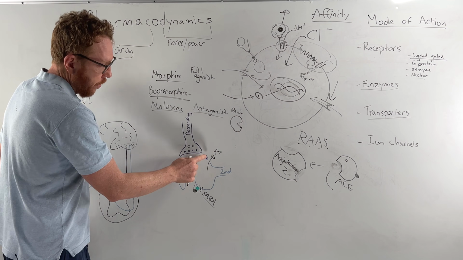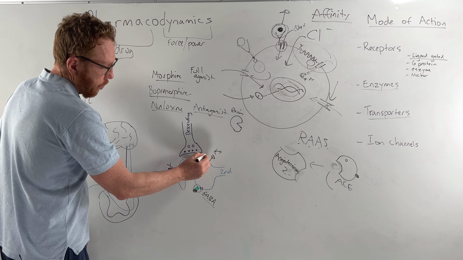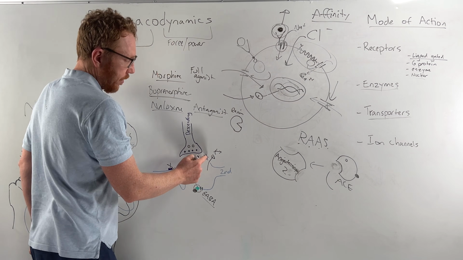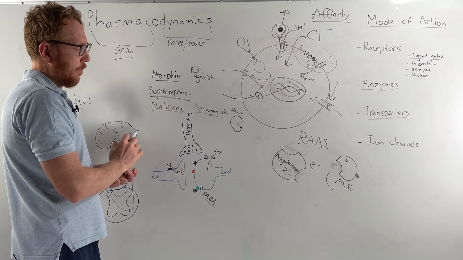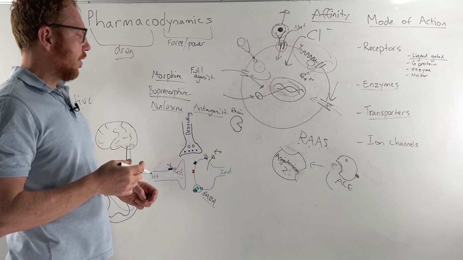So what it would do is it would come in and actually bind to the receptor with good affinity, but stop the response, and that can take the other full agonists off the receptor and then reverse the action that we saw with the overdose.